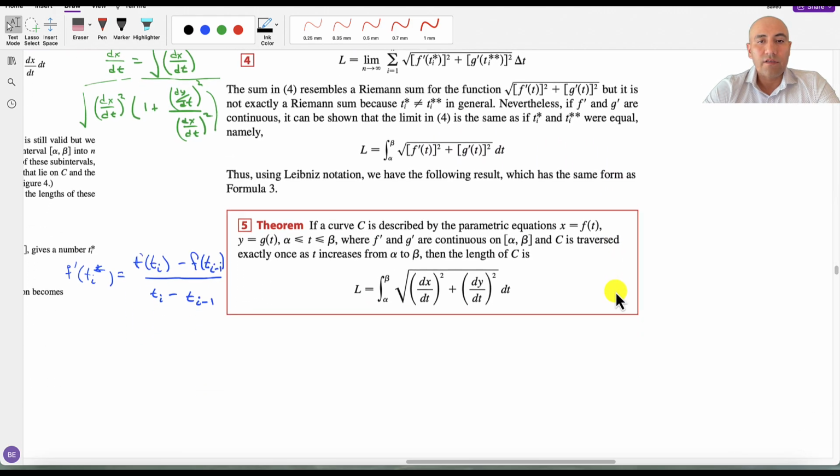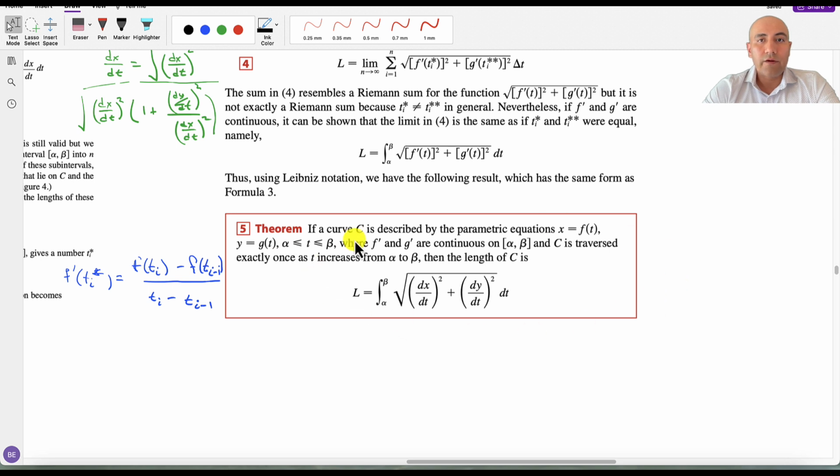Okay, and so here is our formal theorem. Theorem 5. If a curve C is described by the parametric equations x equals f of t and y equals g of t as t ranges from alpha to beta, where f prime and g prime are continuous on alpha beta, and C is traversed exactly once as t increases from alpha to beta, then the length of C is given by this integral, the integral from alpha to beta of the square root of (dx/dt) squared plus (dy/dt) squared dt.